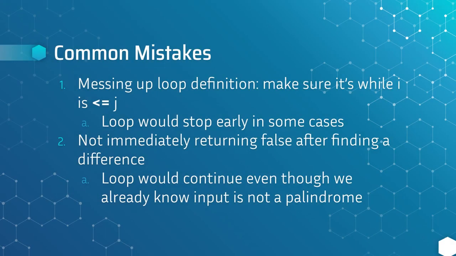Alright, here are some common mistakes that you want to avoid when doing problems like this. So first is messing up on loop definitions. Make sure it's while i is less than or equal to j, or else the loop would stop early in some cases. This caveat is very common when doing binary search problems. And second, not immediately returning false after finding a difference. The loop would continue even though we already know the input is not a palindrome, resulting in a wrong answer.